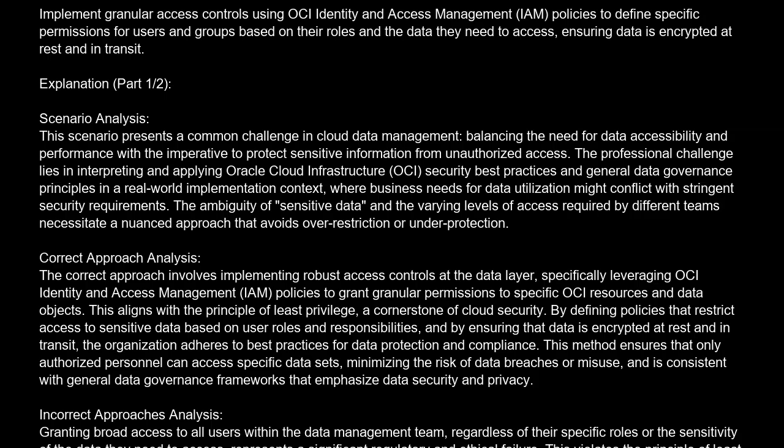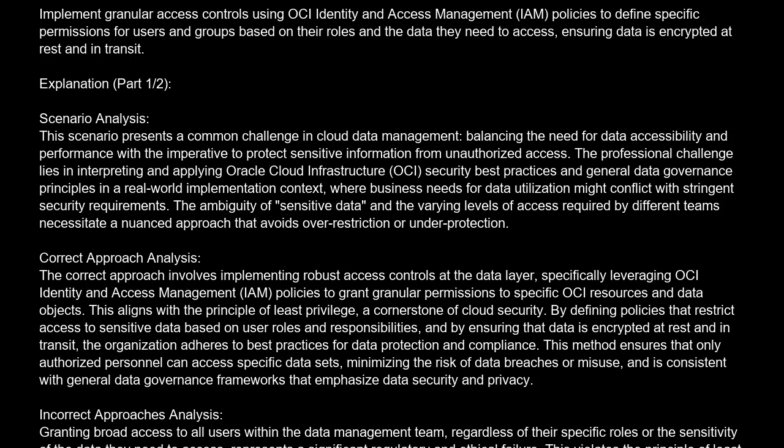Explanation. Scenario analysis. This scenario presents a common challenge in cloud data management, balancing the need for data accessibility and performance with the imperative to protect sensitive information from unauthorized access. The professional challenge lies in interpreting and applying Oracle Cloud Infrastructure, OCI, security best practices, and general data governance principles in a real-world implementation context where business needs for data utilization might conflict with stringent security requirements.